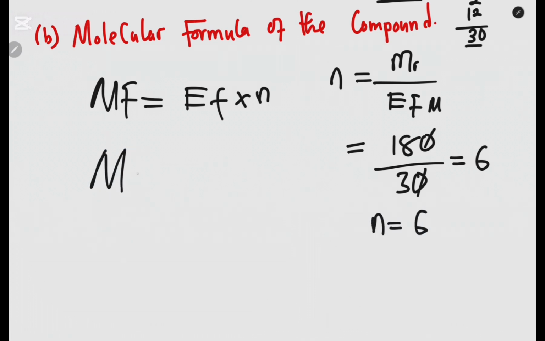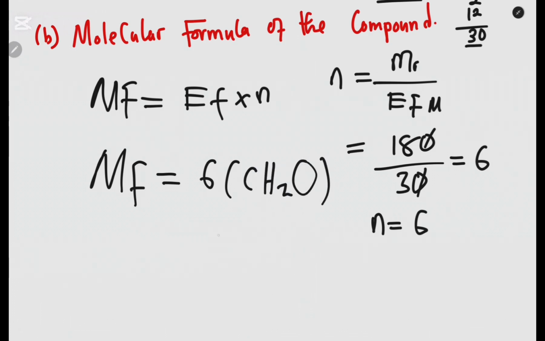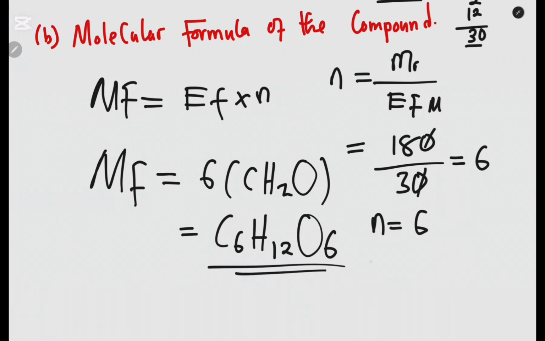Therefore, molecular formula is equal to 6 multiplied by the empirical formula, which is CH2O. If we multiply, it will give us C6H12O6, and this is glucose. So that is the molecular formula. I guess you've enjoyed the lesson, and of course you understand better now if you had challenges.